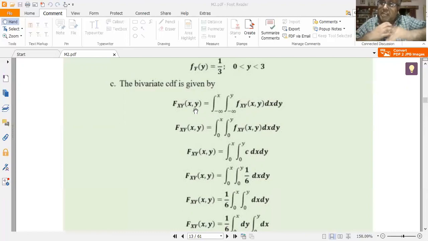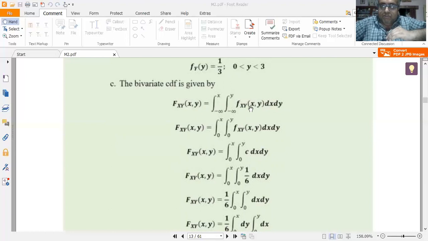But here it is a joint PDF. Integrate the joint PDF to get the joint CDF. But it's a joint PDF of two random variables X and Y, so I need two integrations. That is double integration. One integration with respect to x, another integration with respect to y. So the bivariate CDF is simply given by FXY(x, y) is equal to the integral from minus infinity to x, integral from minus infinity to y, of fXY(x, y) dx dy.